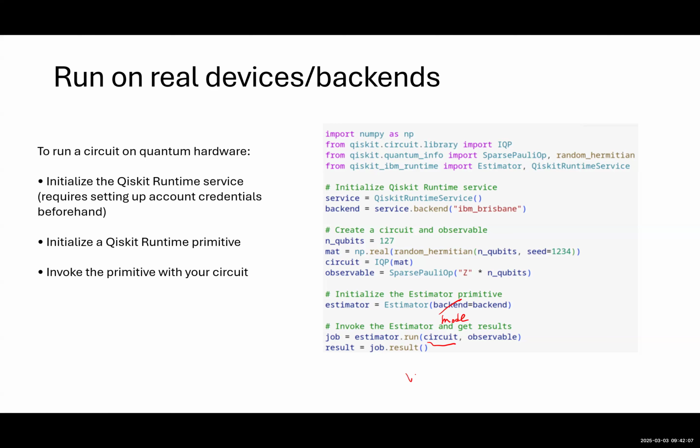If it's V2, right? V2 you will need to use pub. Pub is a list of tuples. Circuit. This is estimator, will be observable. Parameter. Accuracy. So you should be able to recognize whether it's V1 or V2, and whether there is any place that you need to change.